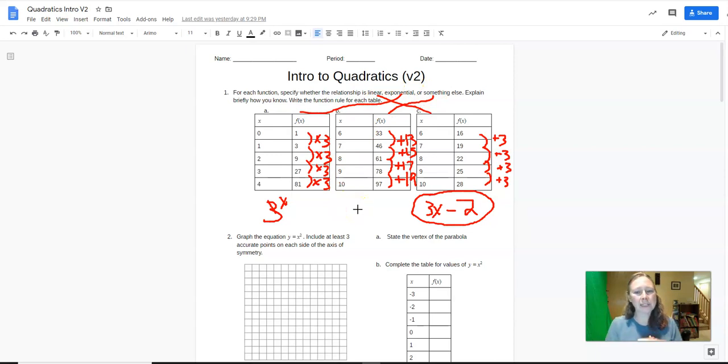If you know your times tables, you may have also noticed another interesting pattern. So 6 times itself is 36, and this is not that far off. 7 times 7 is 49, and that's not that far off. 8 times 8 is 64, and that's not that far off. 9 times 9 is 81, and it looks like there's a pretty consistent pattern where every time you square this number, and then you subtract 3, and that's how you get f of x. So this function rule is x squared minus 3.